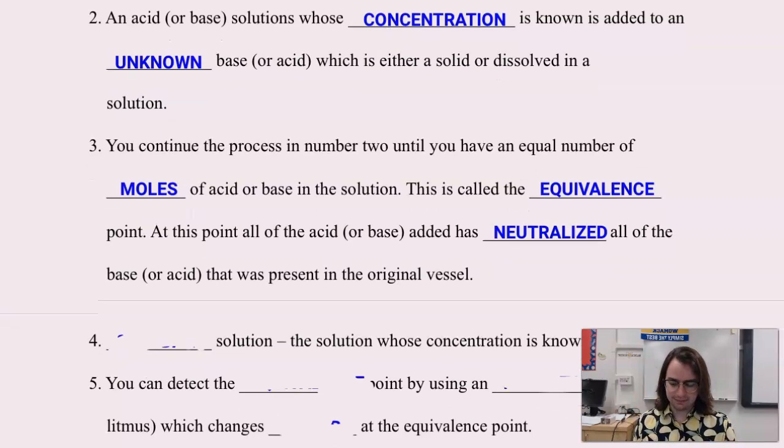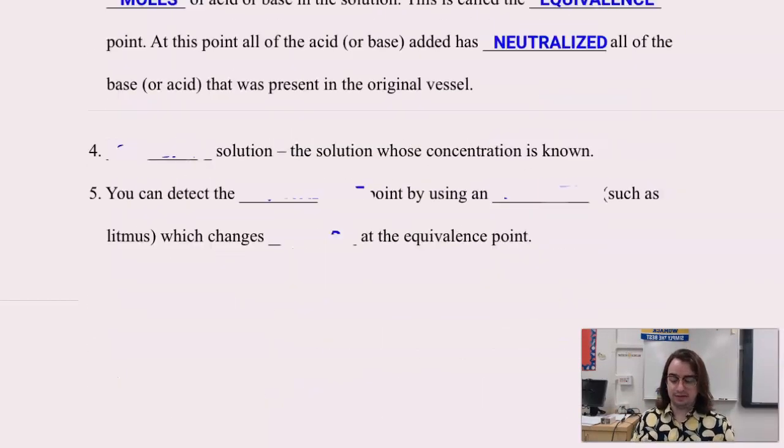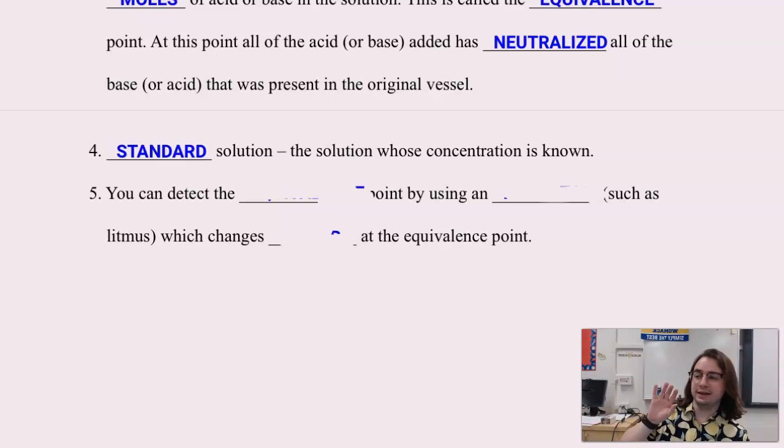So, a couple of terms to keep in mind here. The thing that we're usually adding, the thing that we know the concentration of, is what we usually call the standard solution. So say that I have a solution of 0.1 molar HCl and I have an unknown base. The 0.1 molar HCl would be my standard solution.